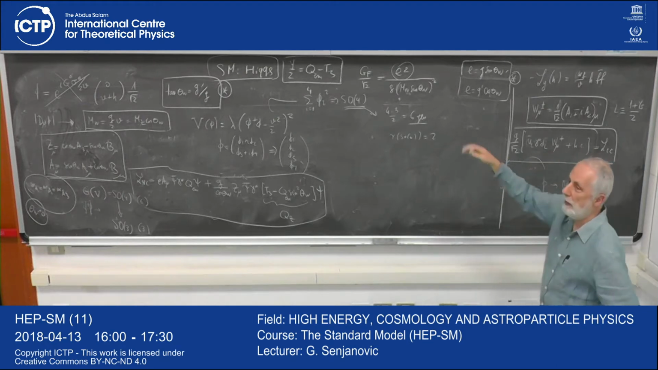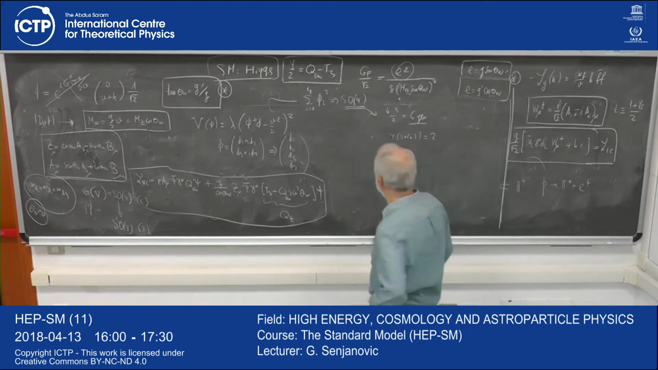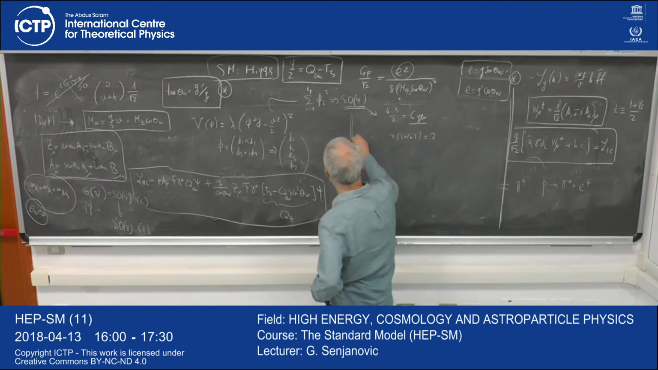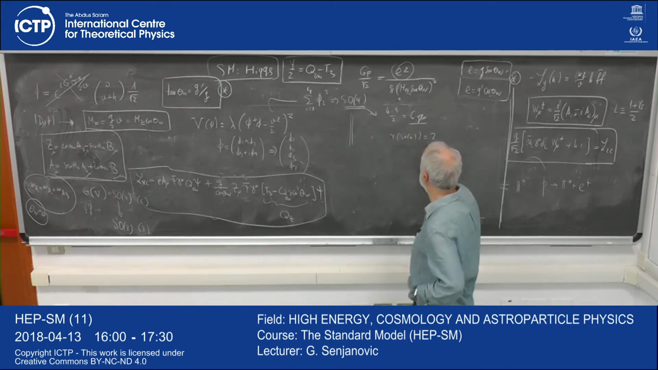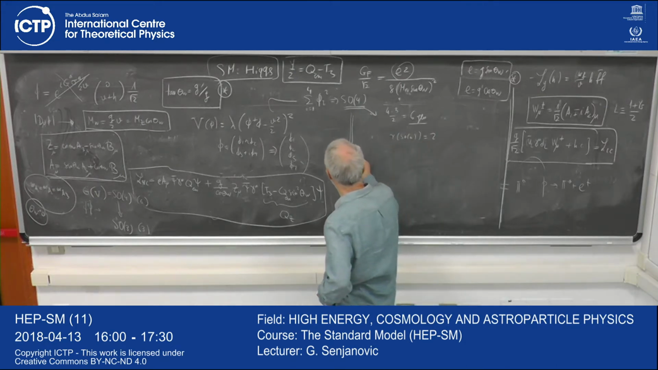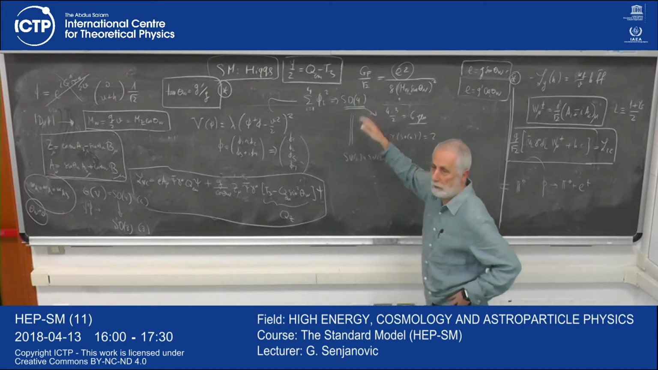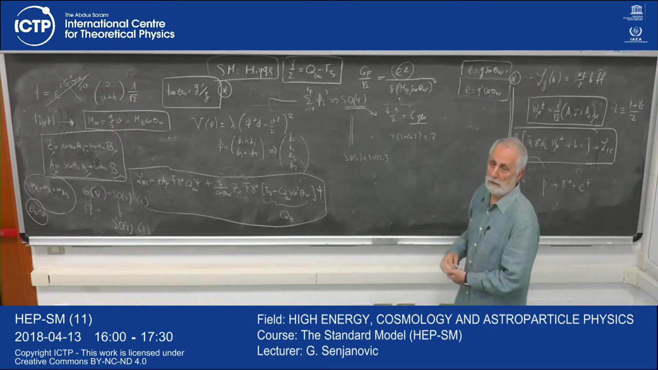You could easily prove that by looking at the commutation relations of SO4. But actually, there is a group which has this many generators, the rank, which is SU2 plus SU2. And they should be isomorphic. Let me show you that it is.